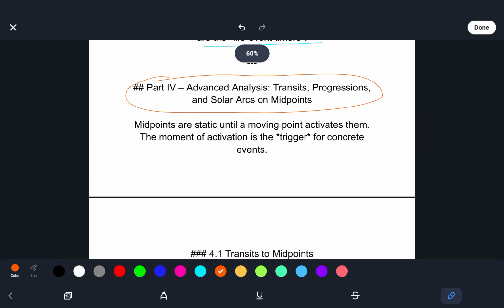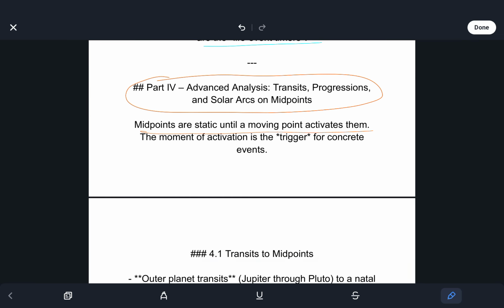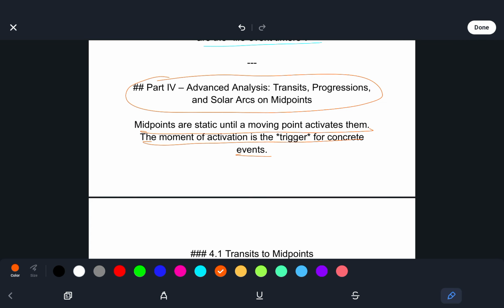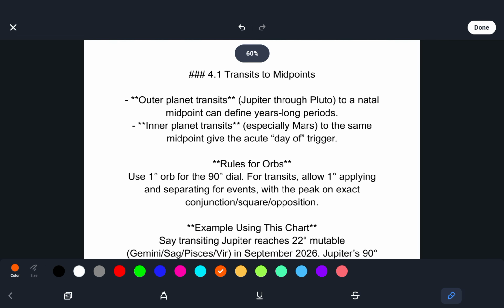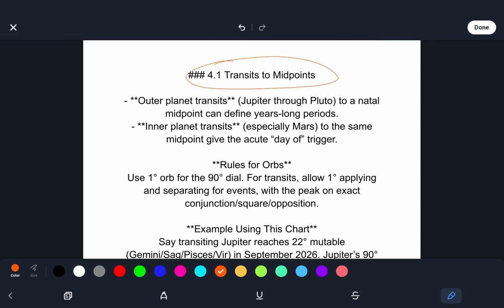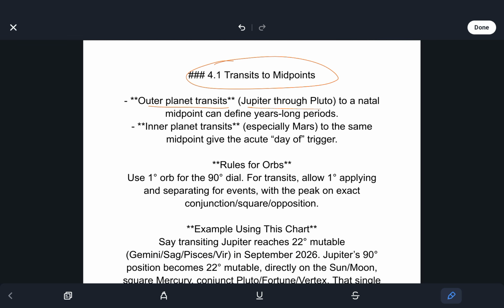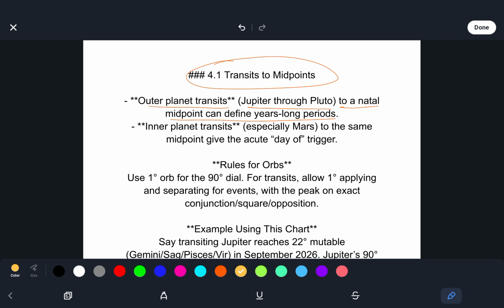Advanced analysis: transits, progressions, and solar arcs on midpoints. So midpoints are static until a moving point activates them. The moment of activation is the trigger for concrete events. We look at transits to midpoints. Outer planet transits, Jupiter through Pluto, to a natal midpoint can define years-long periods. Inner planet transits, especially Mars, to the same midpoint, give the acute day of trigger.